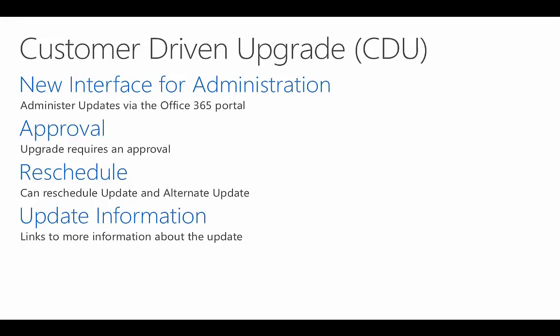What this allows you to do is approve your dev and test orgs ahead of your production and upgrade them in the order that you want. So it gives you time to test out the new features and functionality from the updates. You have the ability to reschedule the updates right from within the Office 365 portal, as well as links to information about the update, so you can be well informed on the updates that are occurring in the system.